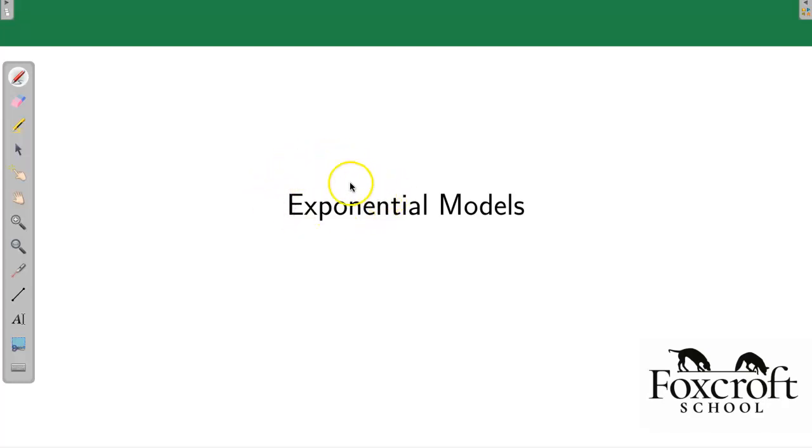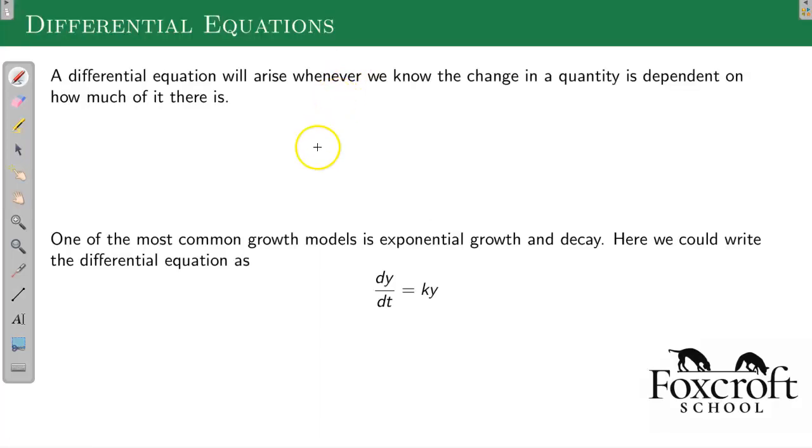In this video, we're going to look at a specific type of differential equation that leads to exponential models. One of the most common growth models is exponential growth and decay. Population is probably the most common one. You have a small population, and then as it grows faster, with more people, it gets bigger. So you can grow or decay, but it's all dependent on the size of the population.